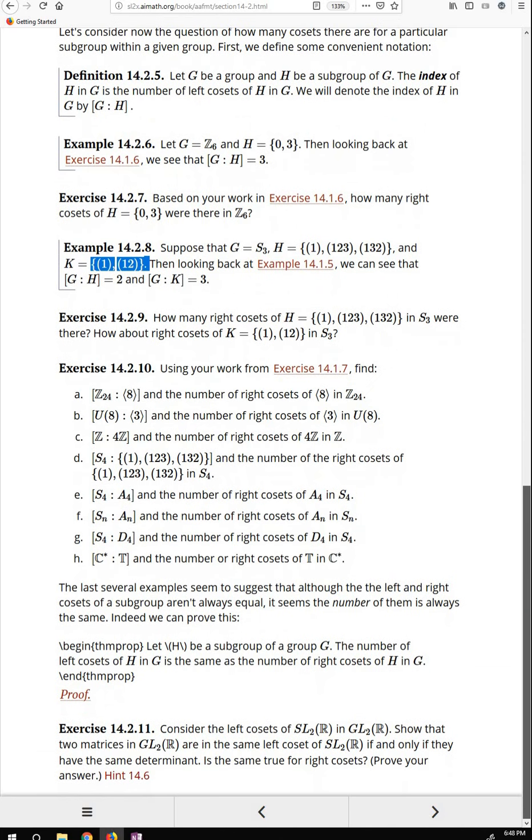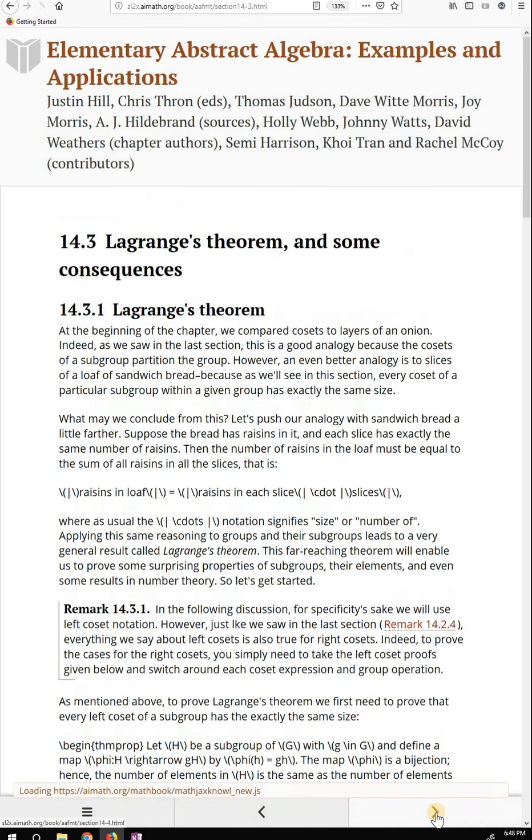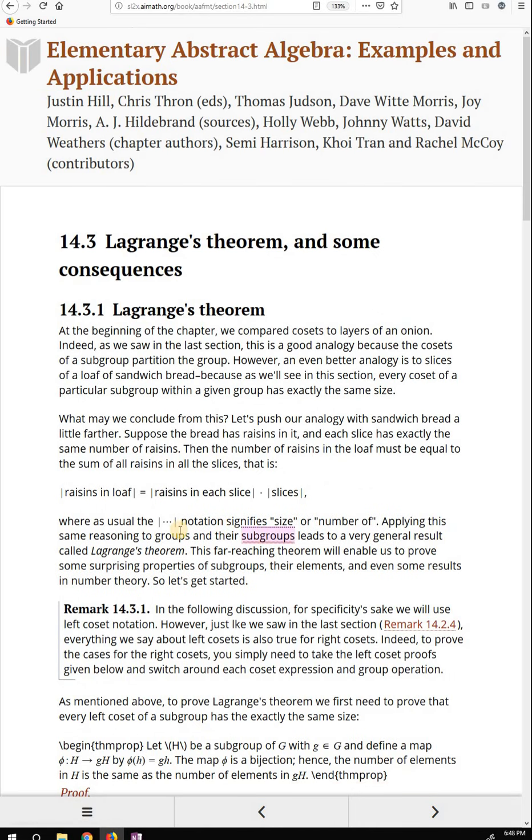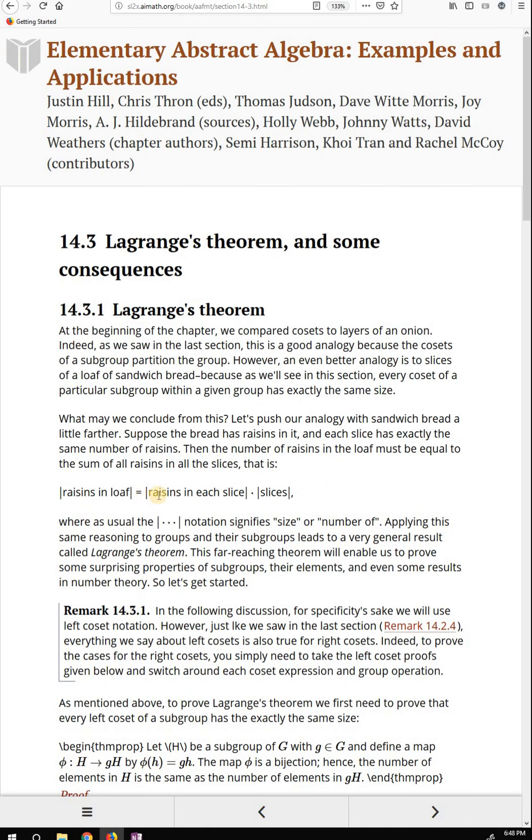size of the entire group, I don't know if it has it here. All right, so it's in the next section. So let me go to the next section. Here it is, yes.